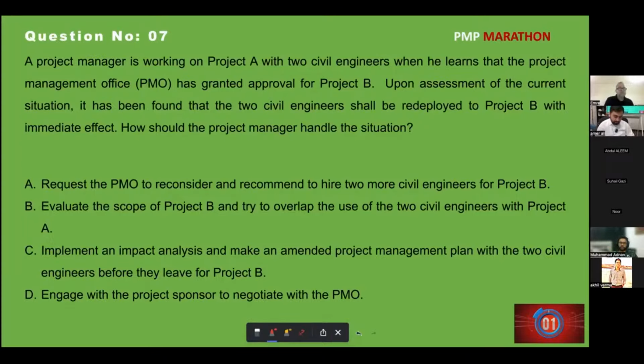So obviously, we will not go with the last option, which is engage with the project sponsor. We will not go with that option. Also, the first option we can eliminate: request the PMO to reconsider and recommend. He has already said that project B is approved, so we can eliminate option number 1. So between B and C, we need to figure out.